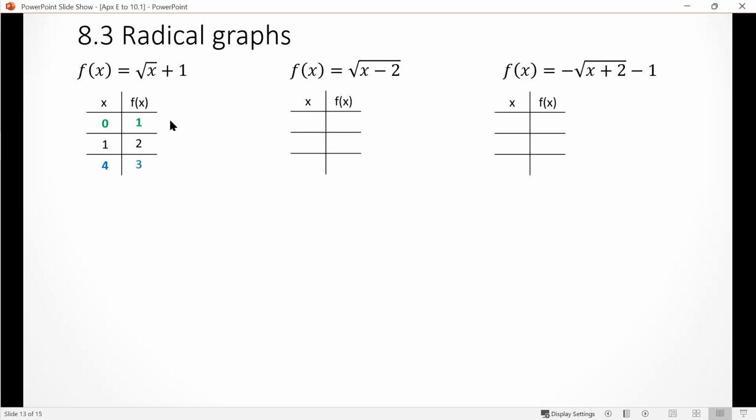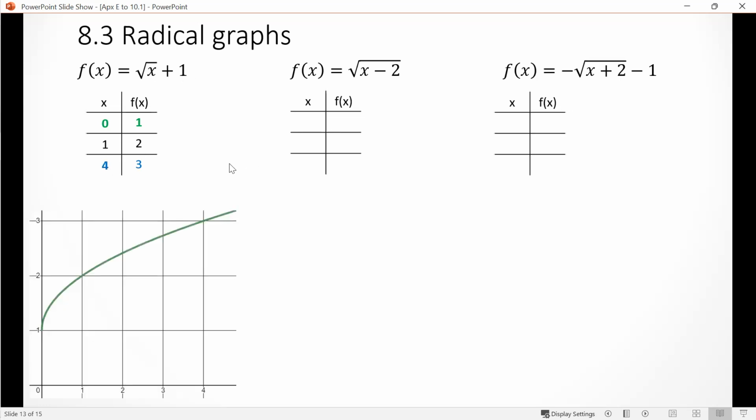So we'll plug those values in and we get 0 plus 1 is 1. Square root of 1 is 1, plus 1 is 2. And square root of 4 is 2, plus 1 is 3. So we can plot those points and notice that this plus 1, just like in all the other types of problems, when you add something to the outside, it shifts in the y direction according to that addition. So if we added a 1, it shifts us up 1.